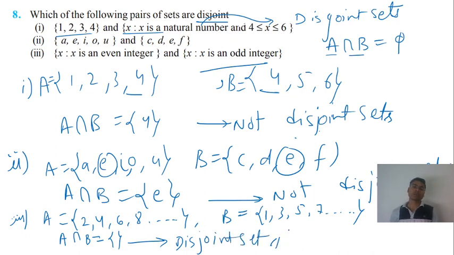What is the concept of disjoint sets? If two sets have no common element, meaning their intersection is phi, the null set, then we can say that these two sets are disjoint sets. In the Venn diagram, they will never intersect each other. The two circles of the individual sets are separated.